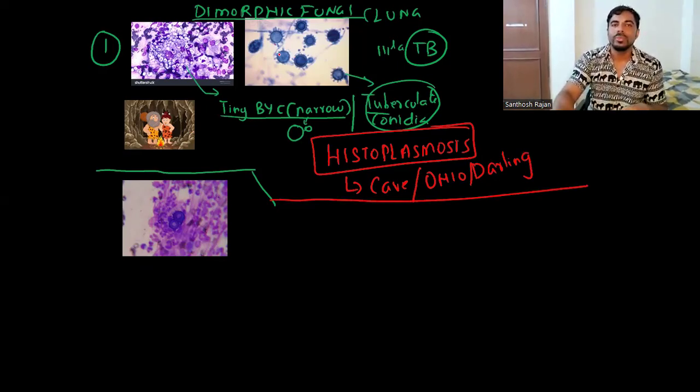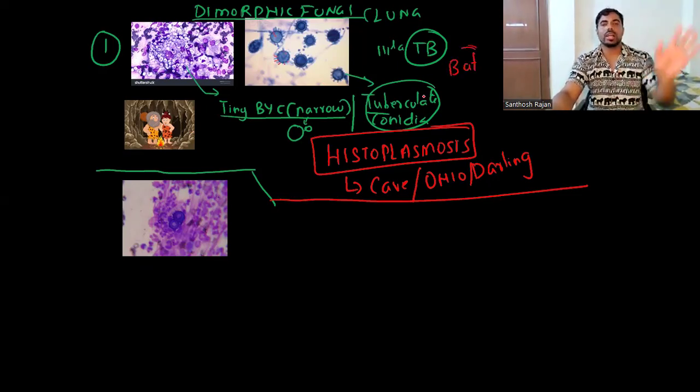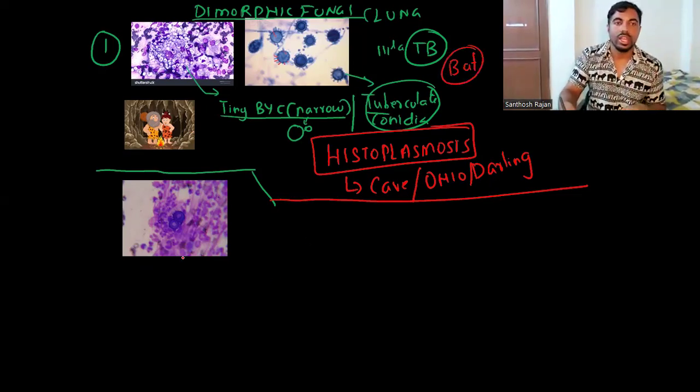So at least in the picture, you see this tuberculate macroconidia and then this tiny budding yeast cell, narrow. And then they'll give you a picture. Don't think they will not give a history of bats also in a cave. Maybe you have a bat and all these things come. You will mark this only, the symptoms of TB. They give histoplasmosis. Look at this picture.